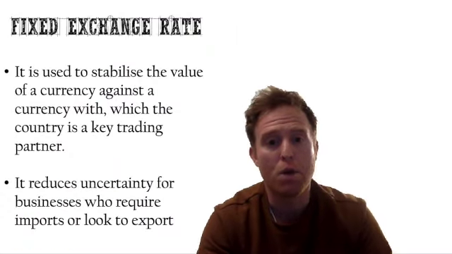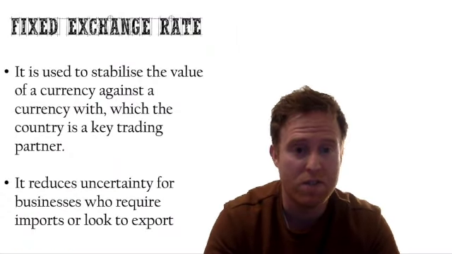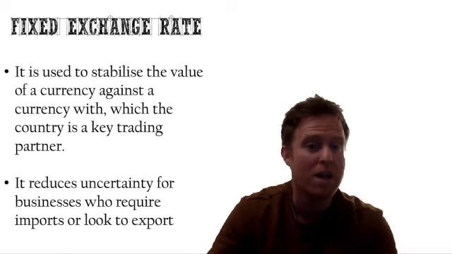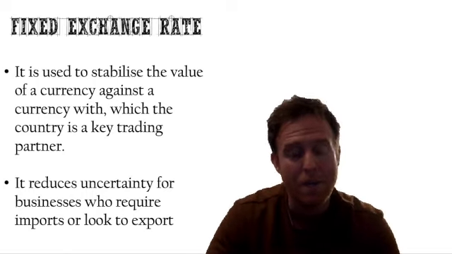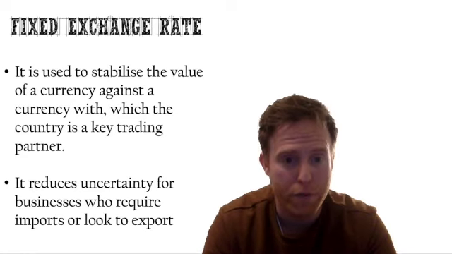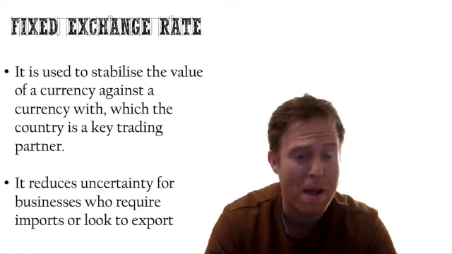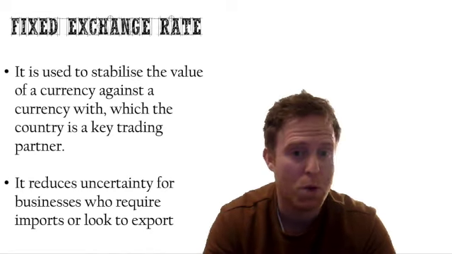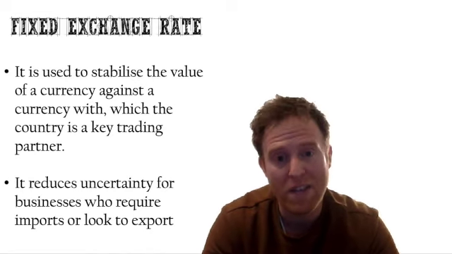Now, the reasons why you fix the exchange rate, as I've said before, is to stabilise the value of a currency against the currency with which the country is a key trading partner. If you know that you do a lot of trade with another country, and you are almost dependent on that other country, and that might be in terms of importing, it might be in terms of exporting, you want to try and provide that certainty.